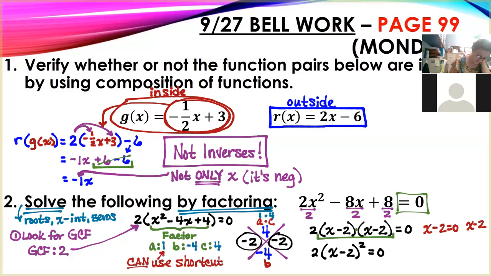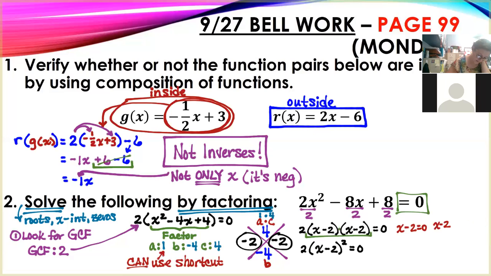Let me scoot that over just a little bit. There we go. And so I'm going to solve these both for x. So I'm going to add 2 to both sides. Out of both of these, I get x equals 2. That means I only have one solution because it was the same thing both times. So my solution here would be x equals 2. Or you could write that as an ordered pair. Your ordered pair would be 2, 0.